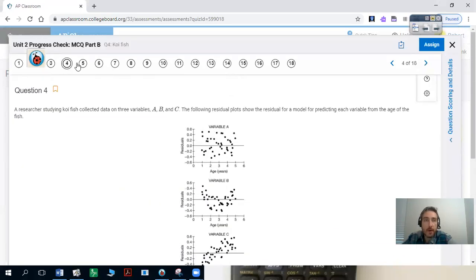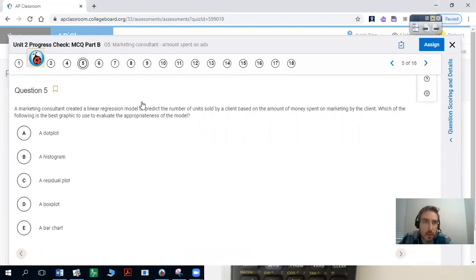All right, question 5. A marketing consultant created a linear regression model to predict the number of units sold by a client based on the amount of money spent on marketing by the client. Which of the following is the best graphic to use to evaluate the appropriateness of the model? Well, that's going to be a residual plot. We're not in unit 3, we're in unit 2. We're in scatter plots. A residual plot will tell you if a linear regression is appropriate or not. So that's right there what we want to use. That's 2 variables. These are 1 variable data. So this is 2.